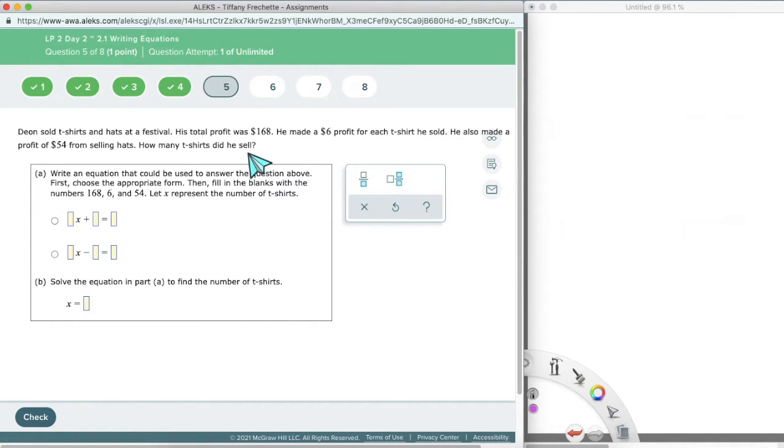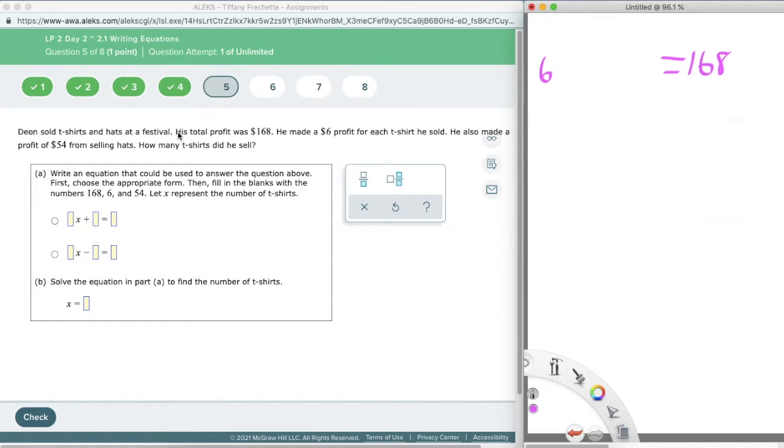So let's break this problem down a little bit. We know that he sold hats and t-shirts at the festival, so those are our 2 pieces here. His total profit was $168. That's the total amount of money he made. He made $6 profit for each t-shirt. Okay, so each is a multiplication word. And they tell us down here in this part: write an equation that could be used to answer the question above.